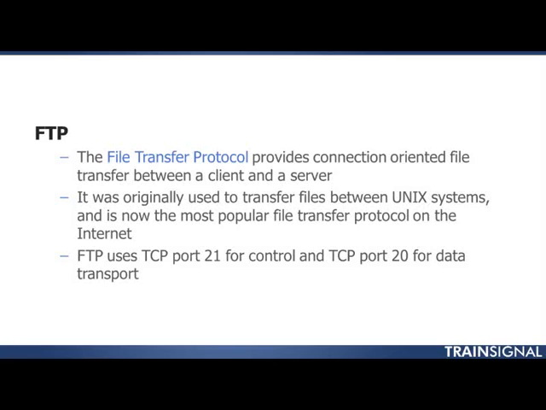Now, one other really important piece of information you have to know is that FTP uses TCP ports 20 and 21. To be more specific, it's TCP ports that it's using, and that's because I mentioned that it's providing connection-oriented file transfer. And we learned in the TCP IP suite that TCP is used for connection-oriented communication. TCP port 21 is used for control information, and TCP port 20 is used for the actual data transport.